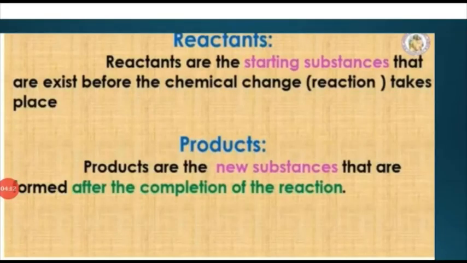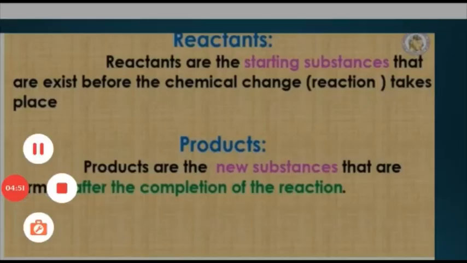What is meant by reactant and what is meant by product? First, what is meant by reactant? Reactants are the starting substances that exist before the chemical change, that is, before the reaction takes place. Next, what is meant by products? Products are the new substances that are formed after the completion of the reaction.